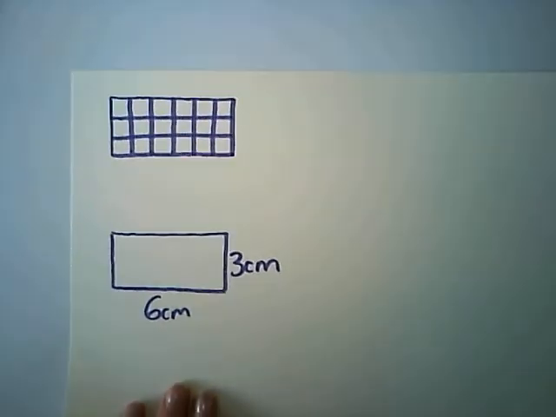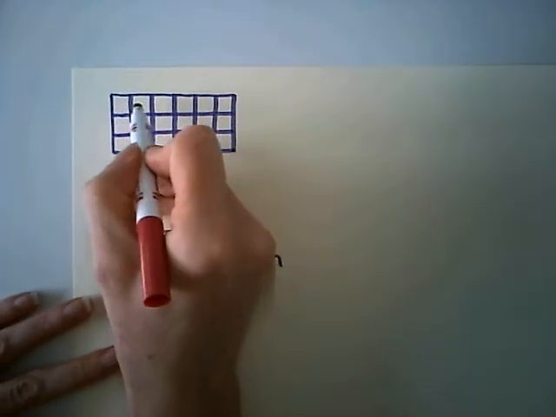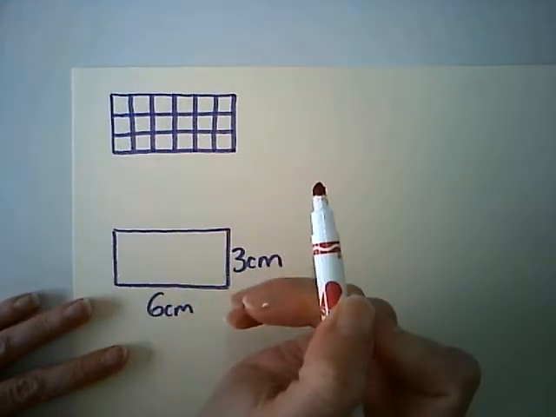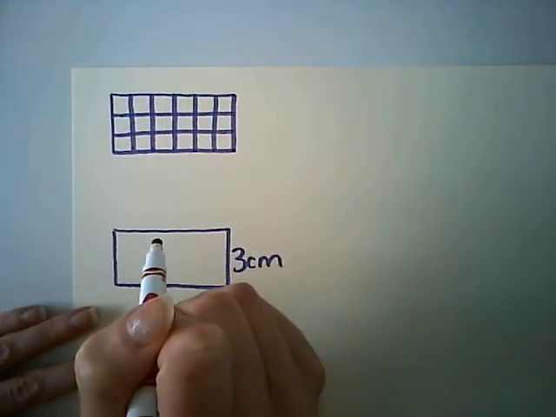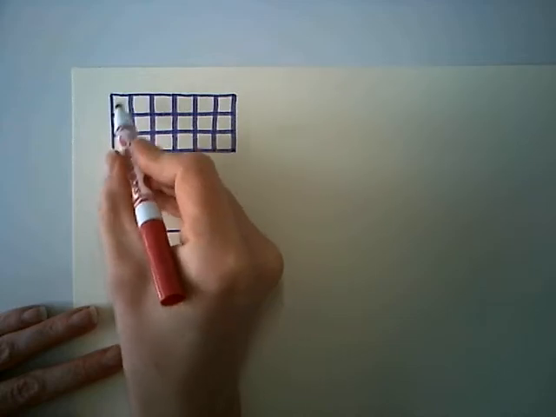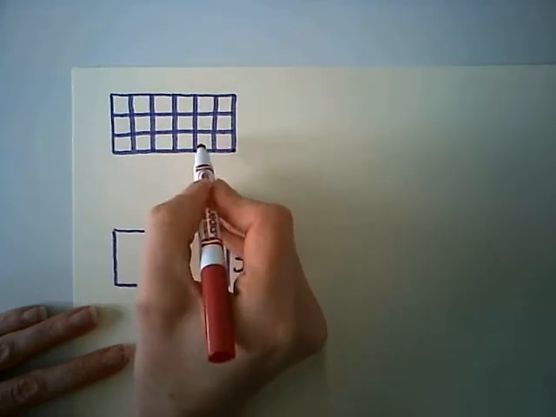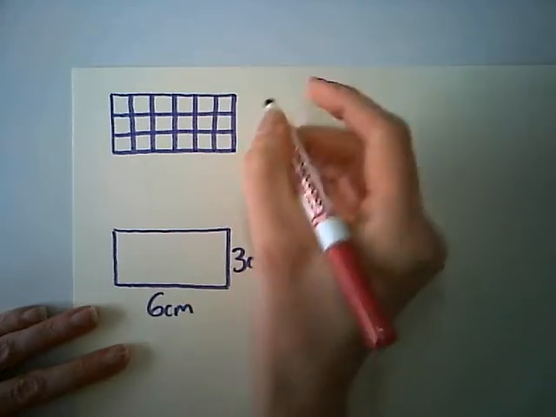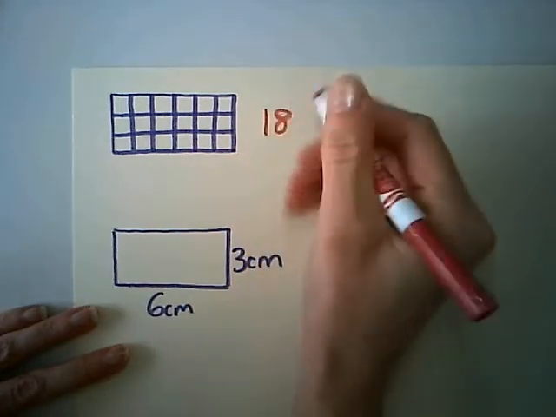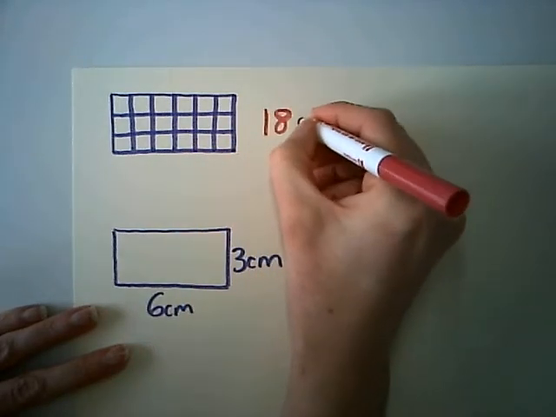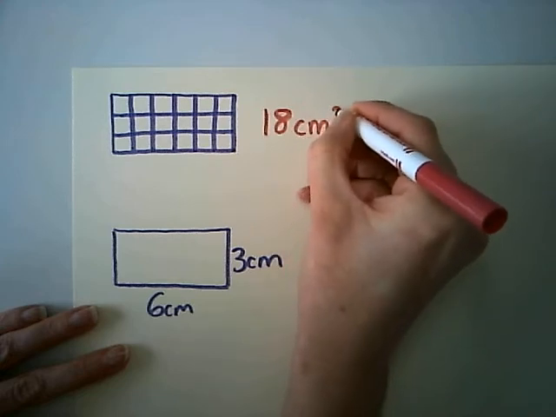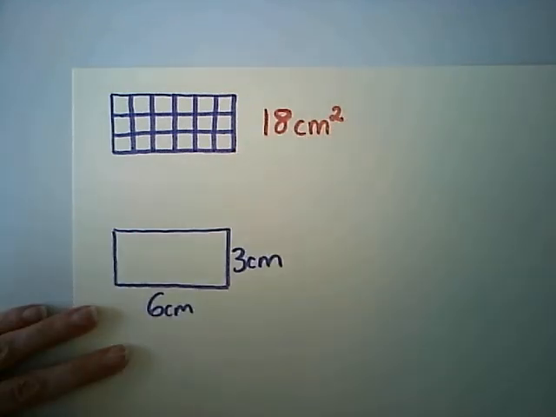Let's do an example. So I've shown you one where you're actually shown the squares inside. So all you can do is count them here. So 1, 2, 3, 4, 5, 6, 7, 8, 9, 10, 11, 12, 13, 14, 15, 16, 17, 18. There are 18 squares that each represent 1 square centimetre. So that means the total area would be 18 square centimetres.